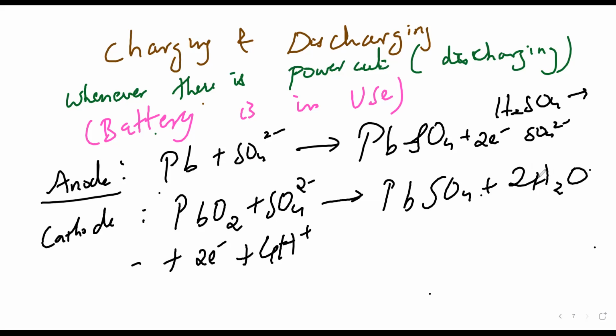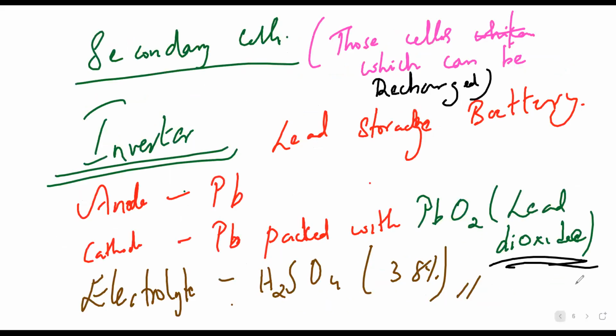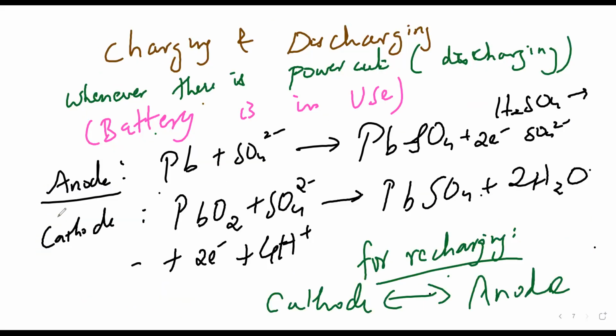For recharging, the cathode and anode are interchanged. Lead, which was the anode, will become the cathode, and the cathode will become the anode, vice versa. So this is our lead storage battery.